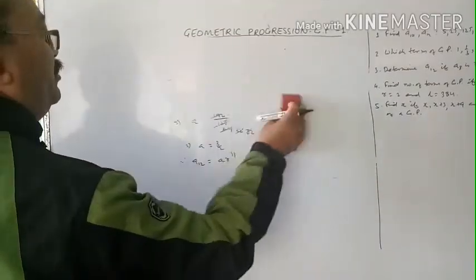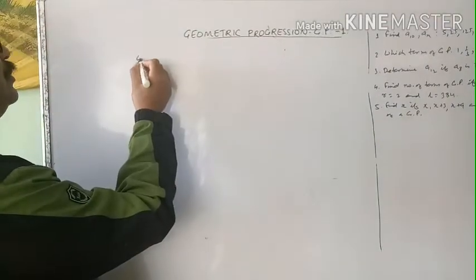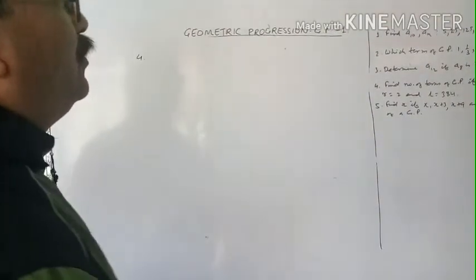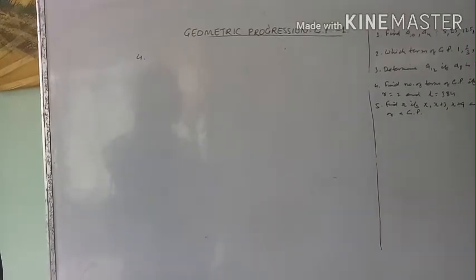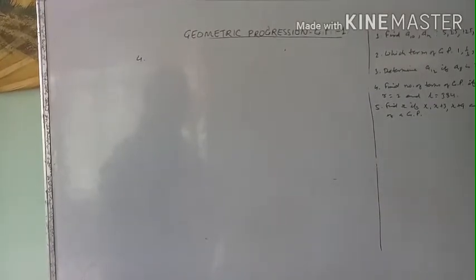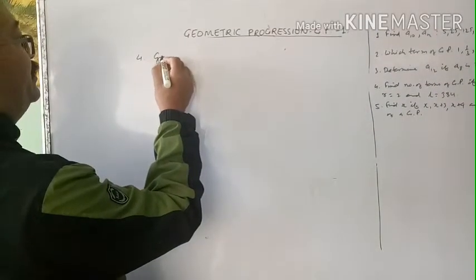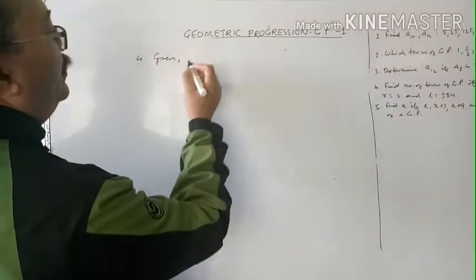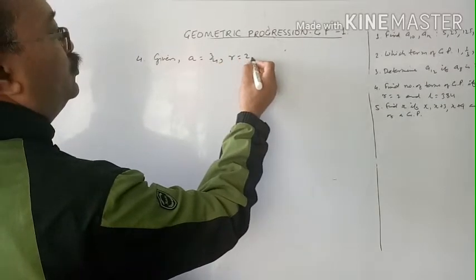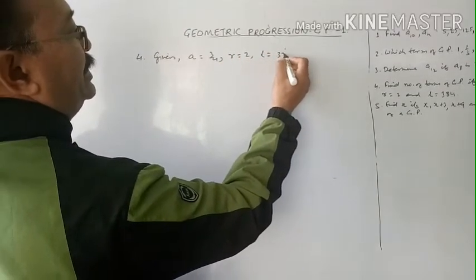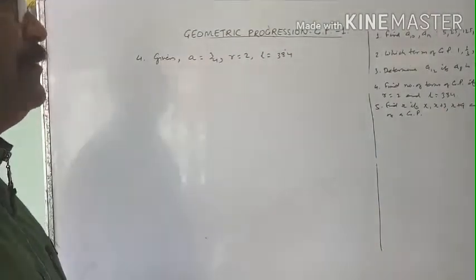Now, question number 4. Find the number of terms of a GP if the first term A is 3 by 4, the common ratio is 2, and the last term is 384. So what is given here? Given first term A is equal to 3 by 4, common ratio R equal to 2, and last term equal to 384. Find the number of terms means you have to find N.